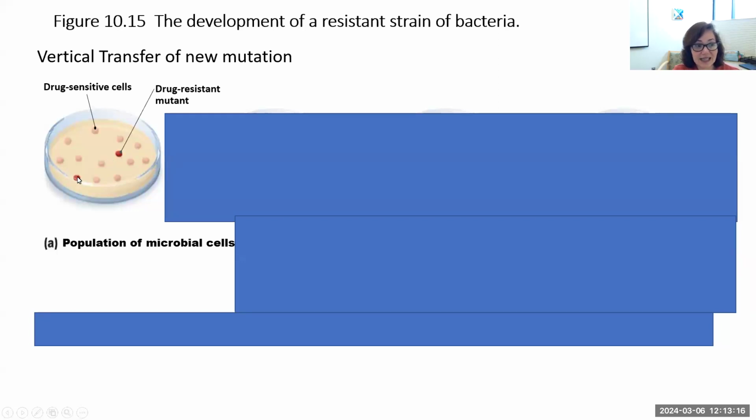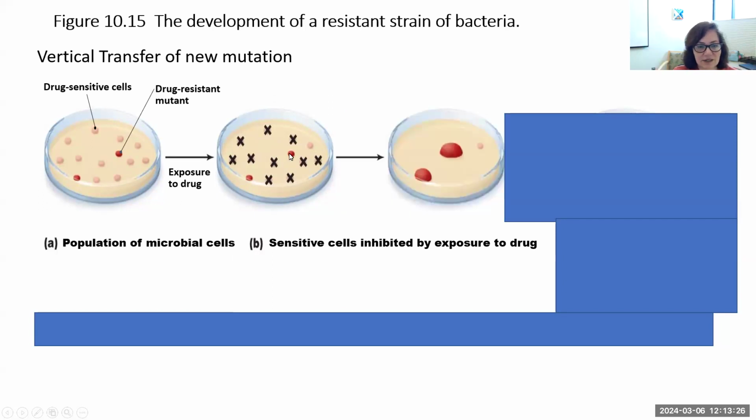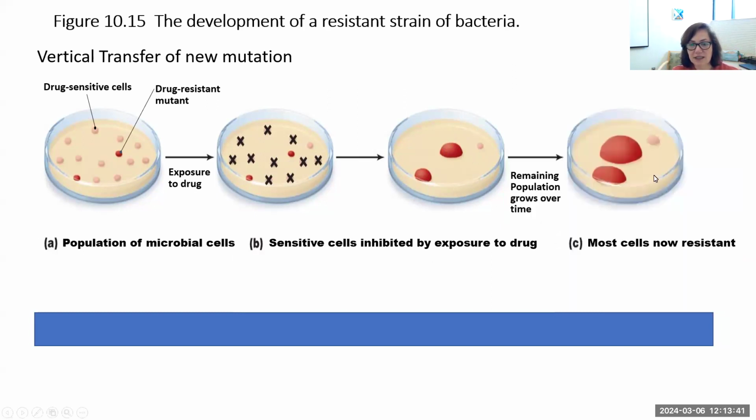and has the ability to survive in the presence of the drug, well, woohoo, now the competition's been taken out, and now this plate is ours, and we will grow and grow. Everybody else is dead, and there's this one that's kind of limping along, but these populations are really going to take over. And so the sensitive cells get inhibited by the exposure to the drug, and now you've got giant populations of resistant cells.